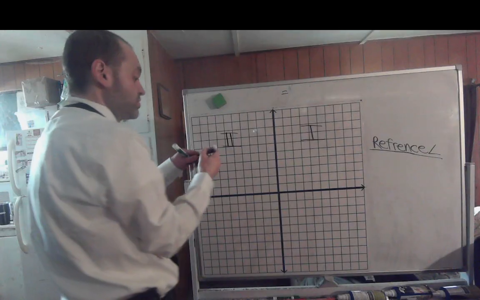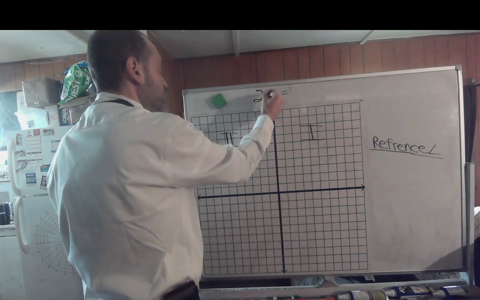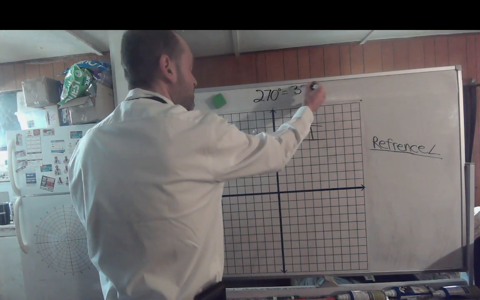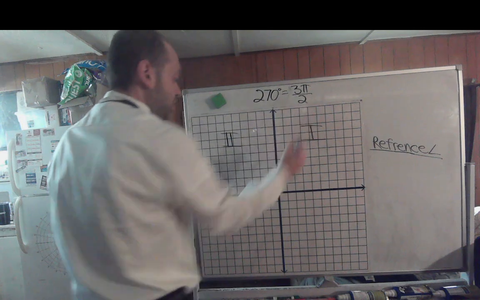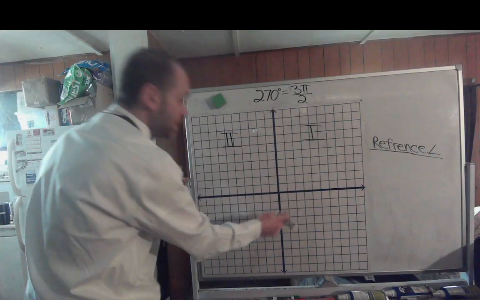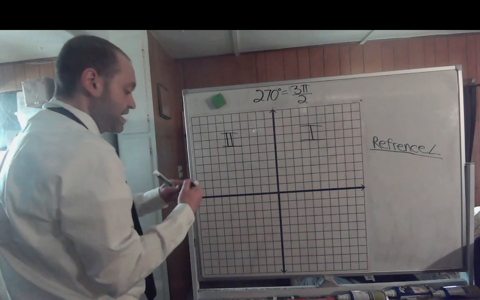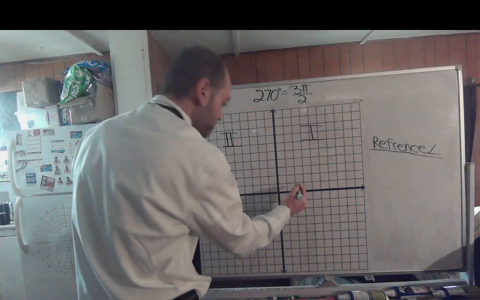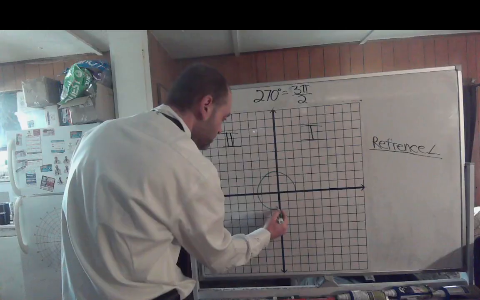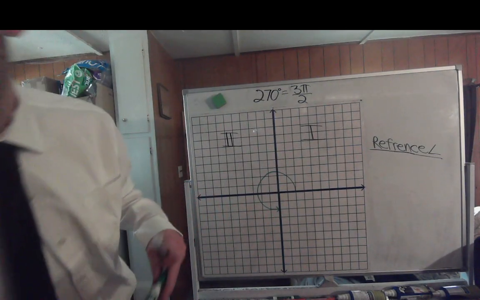Let's do 270 degrees, which is 3/4 of a circle. That's the same as 3 pi over 2 radians. So start at your standard position here. Well, yeah, it's going to go down to the negative y-axis. So start at your standard position, go counterclockwise. There's your 270 degree angle, 3/4 of a circle.